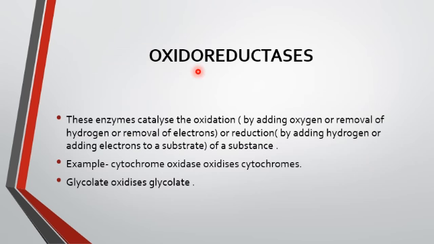So what is oxidoreductase? These enzymes catalyze oxidation. What do we mean by oxidation? That is adding oxygen, or removal of hydrogen or removal of electrons; or reduction by adding hydrogen or adding electrons to the substrate or a substance. So they are oxidoreductases because they carry out oxidation and reduction. Examples: cytochrome oxidase oxidizes cytochromes; glycolate oxidase oxidizes glycolate.